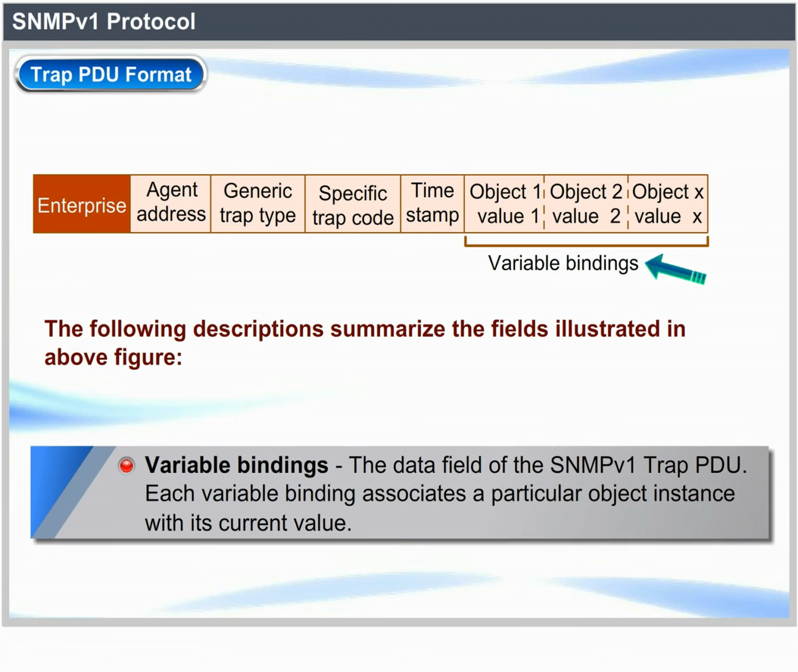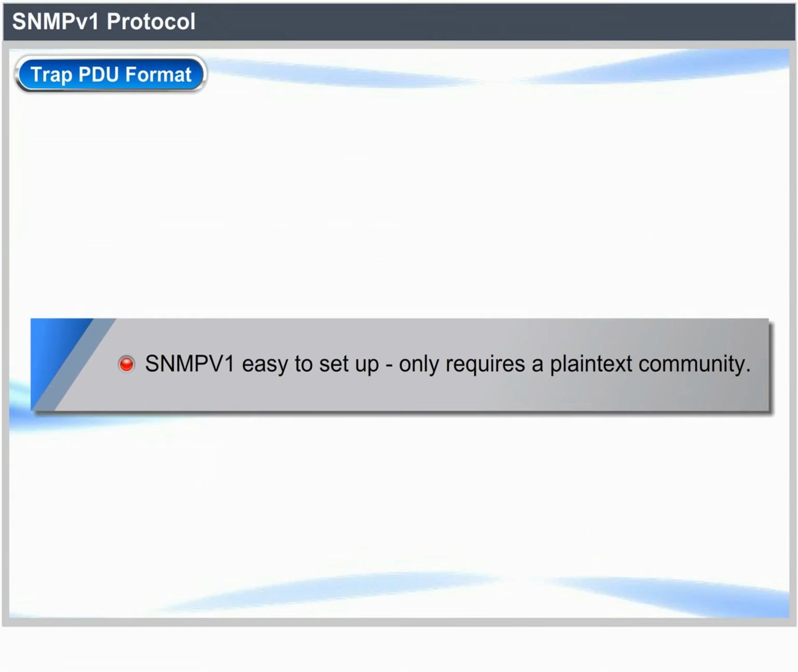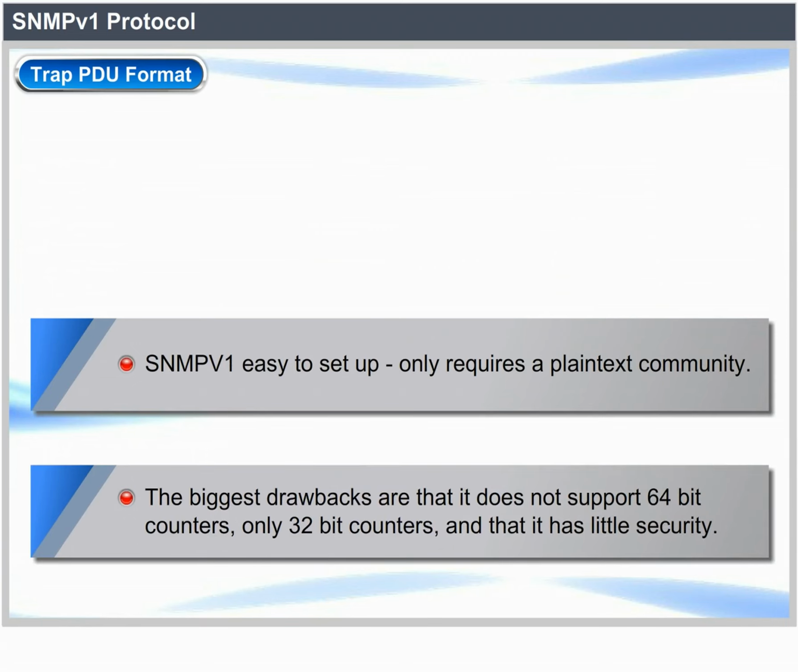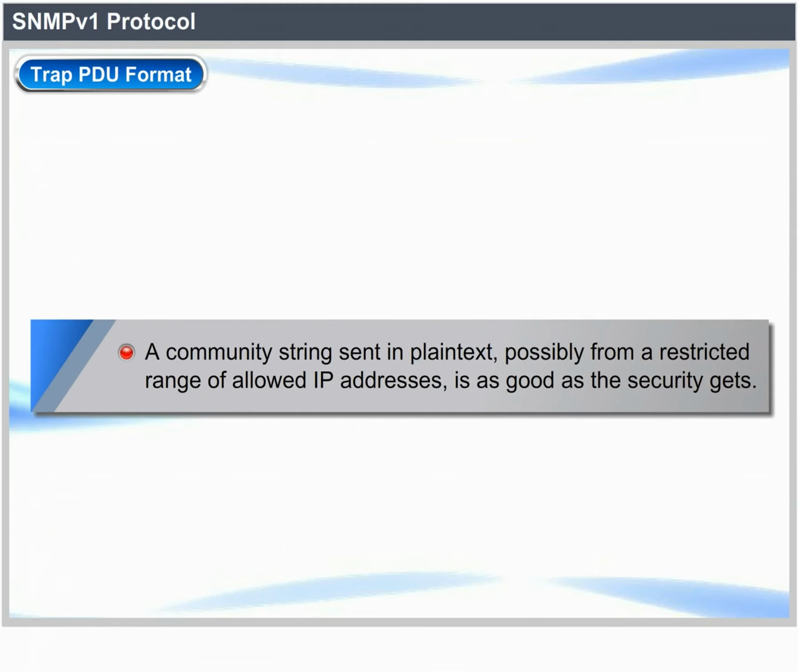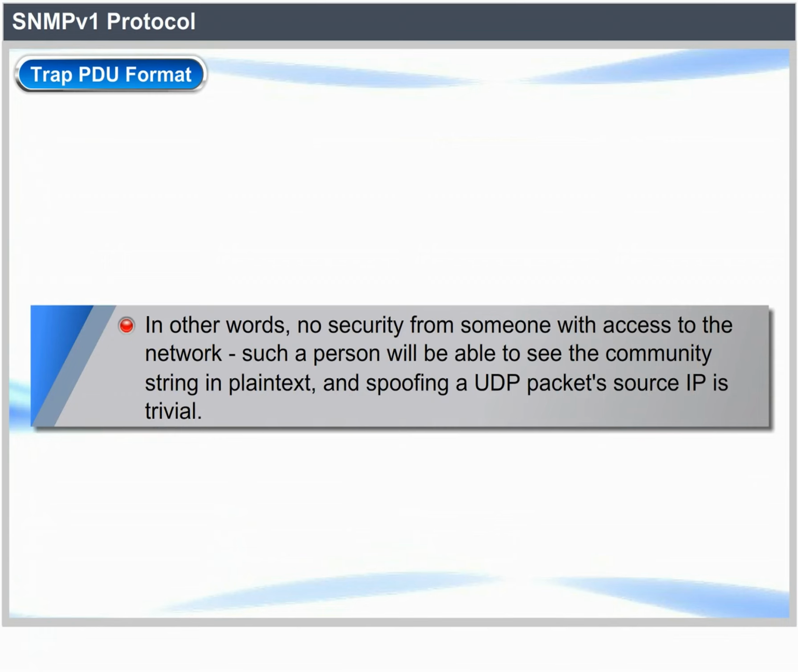SNMPv1 is easy to set up, only requires a plain text community. The biggest downsides are that it does not support 64-bit counters, only 32-bit counters, and that it has little security. A community string sent in plain text, possibly from a restricted range of allowed IP addresses, is as good as the security gets. In other words, no security from someone with access to the network. Such a person will be able to see the community string in plain text, and spoofing a UDP packet source IP is trivial.